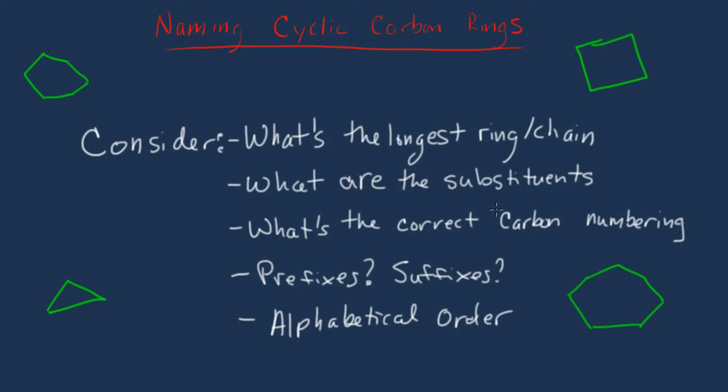So before we begin, I have the same consider points as the previous video. What's the longest chain slash ring? What are the substituents? Do we have the correct carbon numbering? Then are the prefixes and suffixes that we need there? And then do we have our name in alphabetical order? So let's begin starting a few examples.